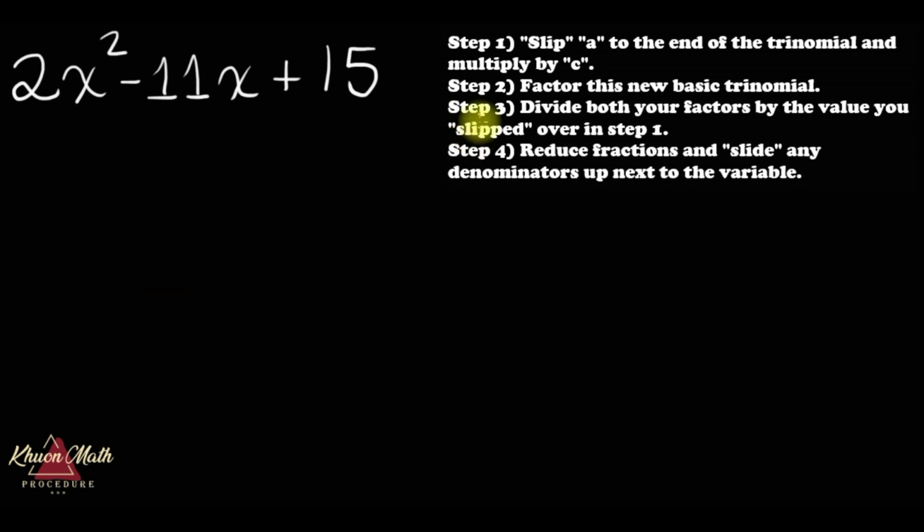So here's the slip and slide method, and we're going to use this procedure to work this out. Step number 1 is to slip. Step 1 is to take a to the end of the trinomial and multiply it by c. A is your leading coefficient, which is the coefficient of x squared. We take that to the end and multiply it by c. What do you get when you take 2 times 15? Well, 2 times 15 is 30.